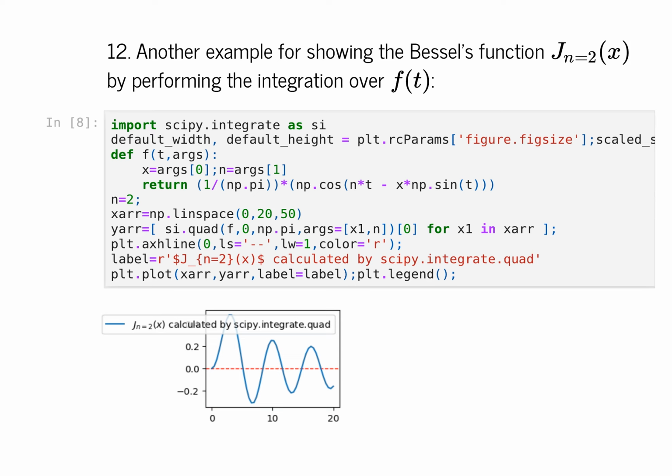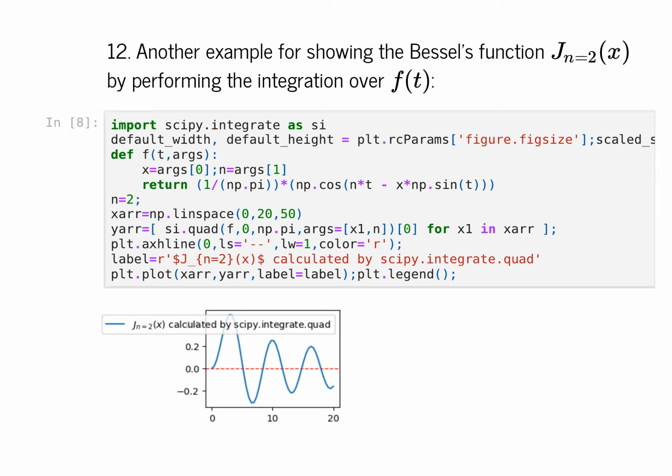The Python code begins by setting up the figure size. It redefines our integrand function f, which takes t, the integration variable, and an args tuple containing x and n. The order n is then set to 2. An array named xar is created using NumPy's linspace, containing 50 evenly spaced x values from 0 to 20.